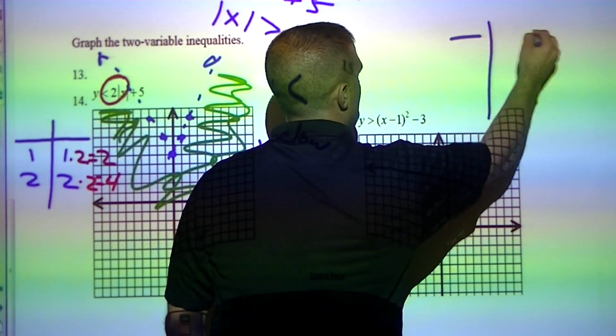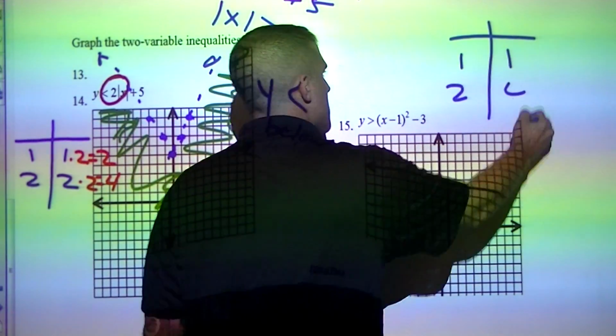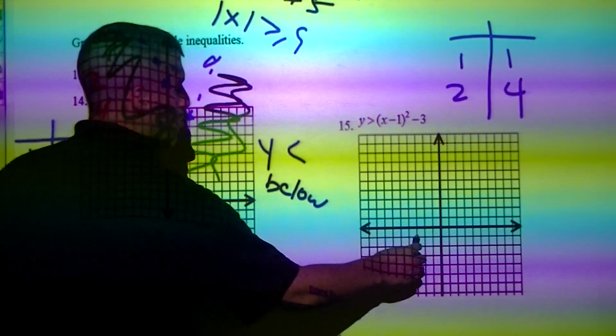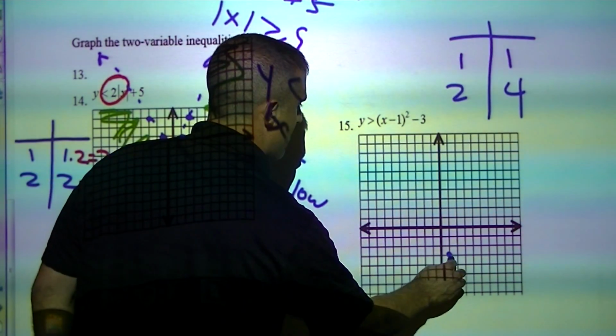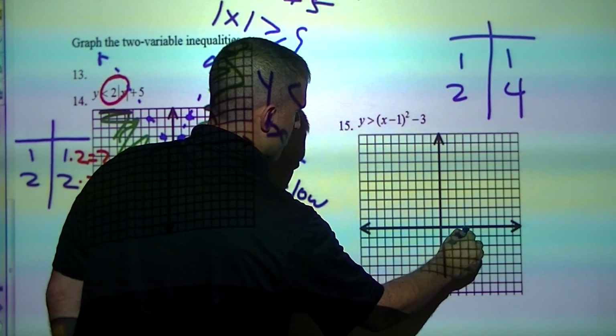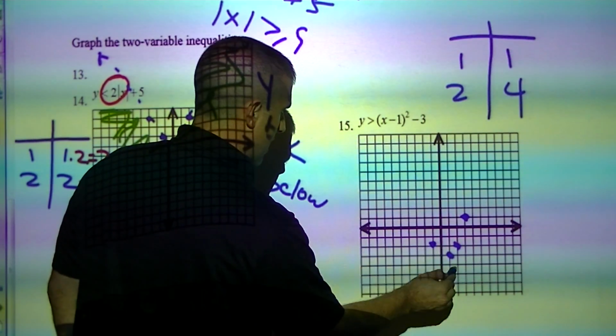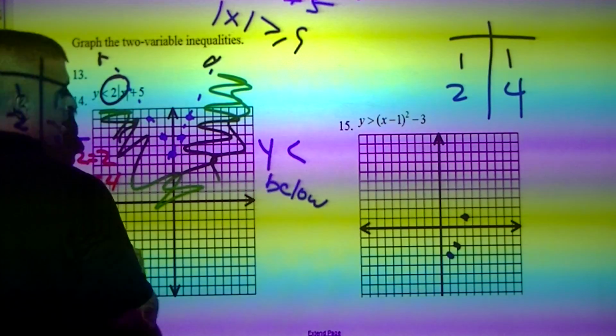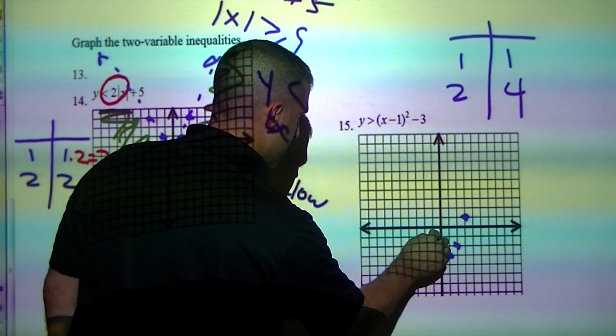Okay, my points for a quadratic are 1, 1, 2, 4. My anchor point's going to be 1 over, 1, 2, and 3 down. So I'm going to use these points: 1 over, 1 up, 2 over, 4 up. Okay, I'm going to mirror it. Hold on, I made a mistake there. I'm going to mirror it on this side.